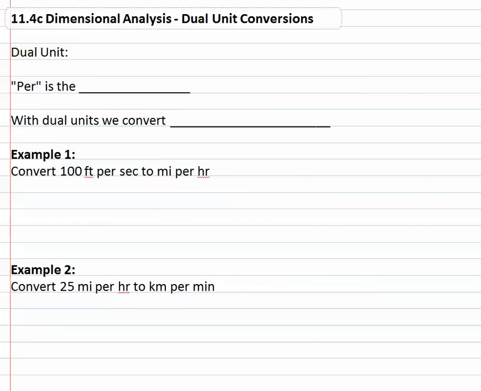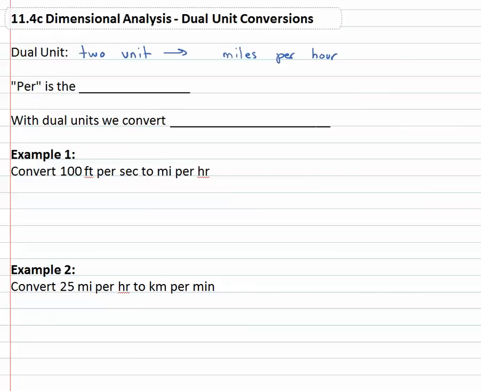In this video, we're going to look at a conversion called a dual unit conversion. Dual unit simply means two units. Dual means two. And an example of that might be something like miles per hour that you drove to work today. There's two units in there, miles and hour, connected by this important word, per.